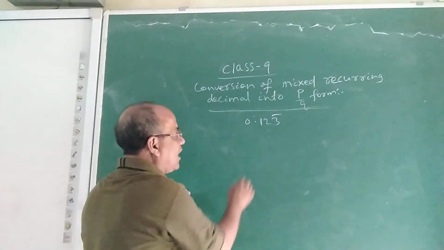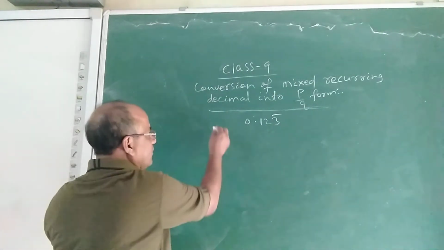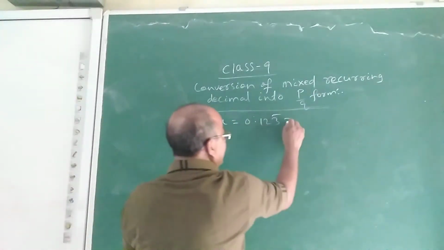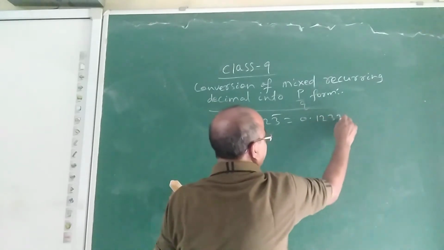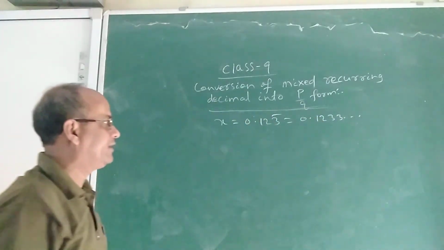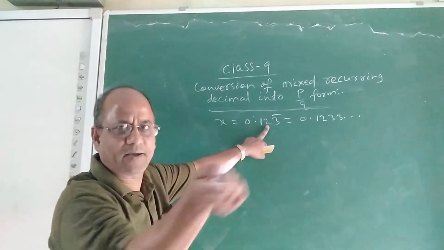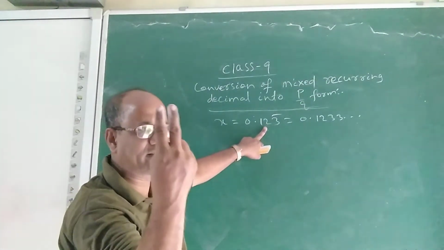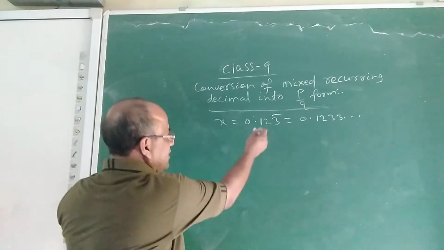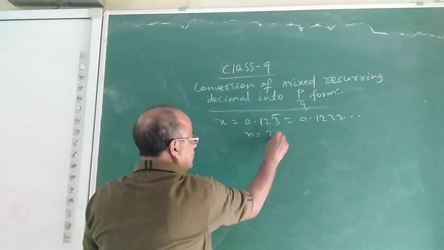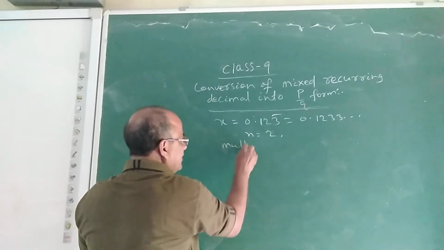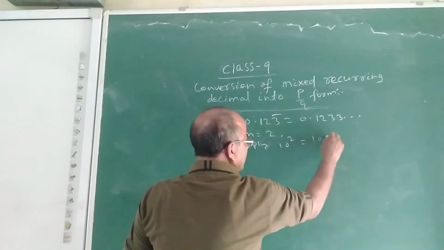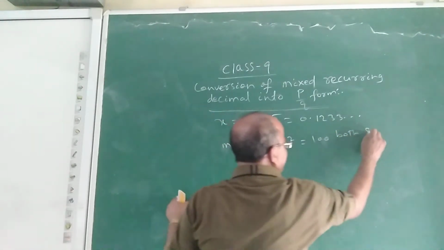How to convert this into P by Q form? The same process you follow. Let us take it x. So x equal to this, that means it is 0.1233 repeating. Now children, what is the second step? As I told you just now, how many digits are not repeated? Here, 2 digits are not getting repeated. That means n equal to 2. So multiply 10 to the power 2, that is 100, on both sides. This is the second step.